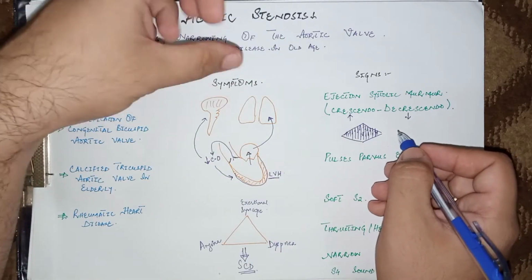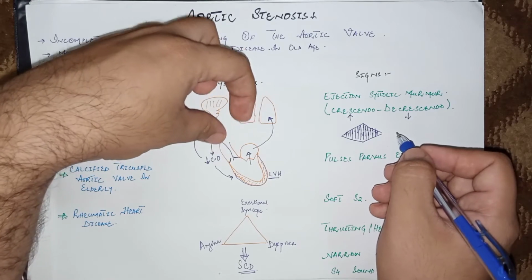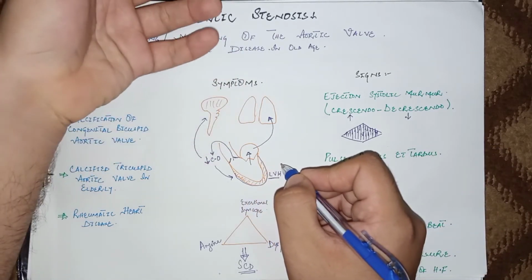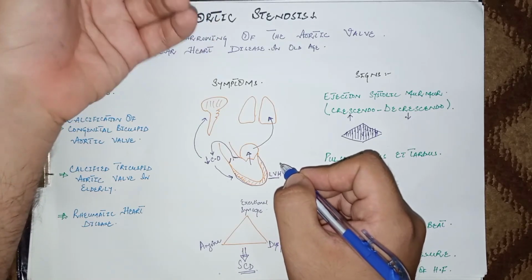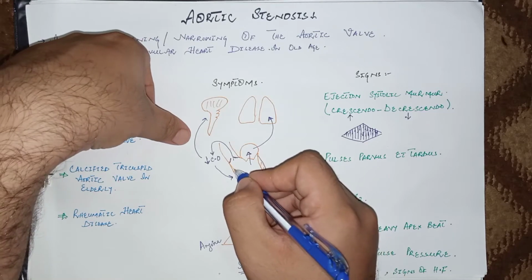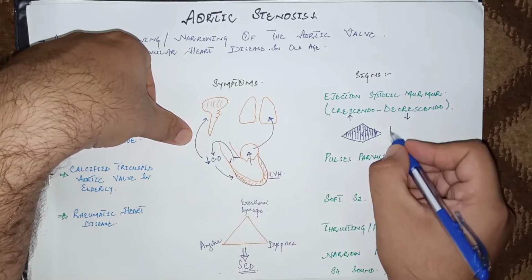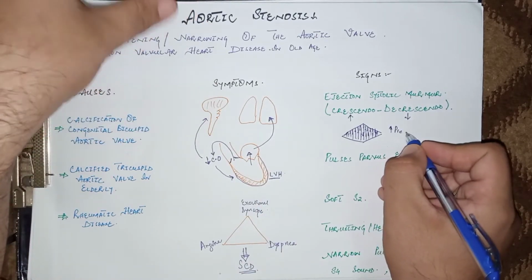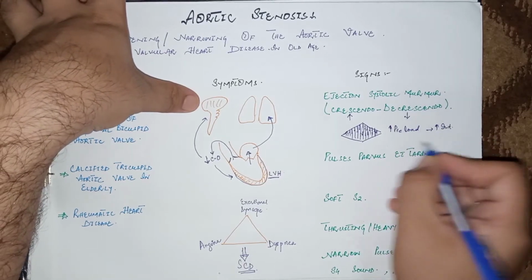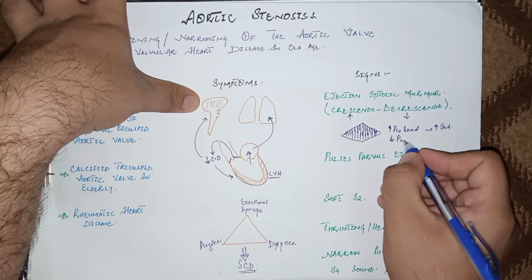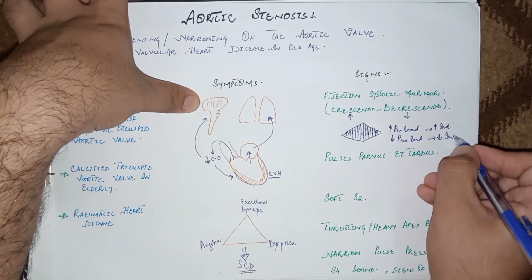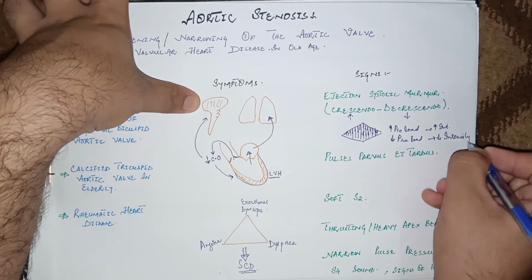When there is overfilling of the left ventricle, especially increased preload, such as when the legs are uplifted or the patient is lying down, the intensity of the murmur increases. So increased preload increases the murmur intensity, and decreased preload in the upright or standing position decreases the intensity of the crescendo-decrescendo murmur.